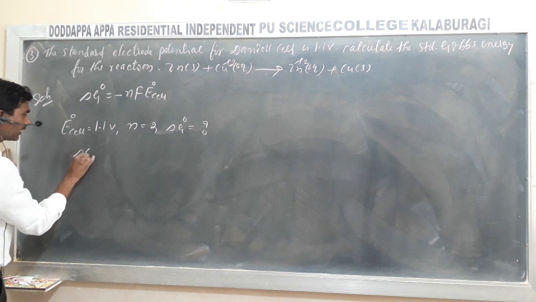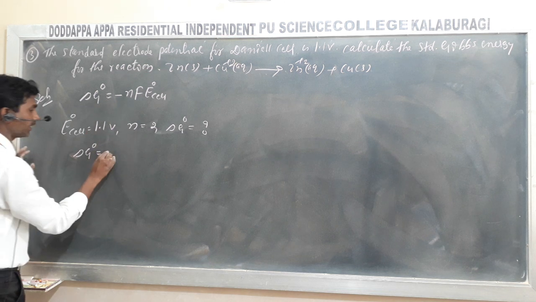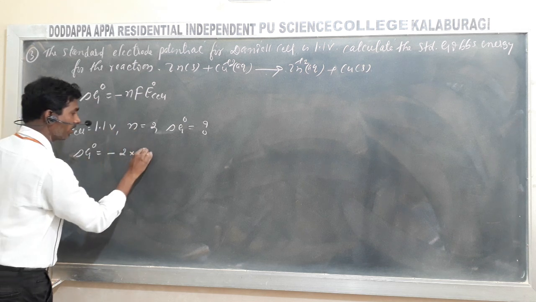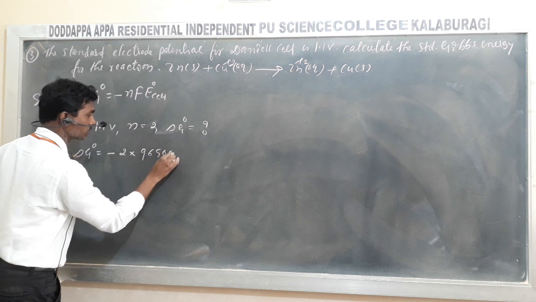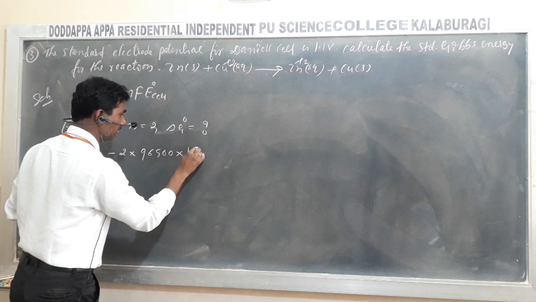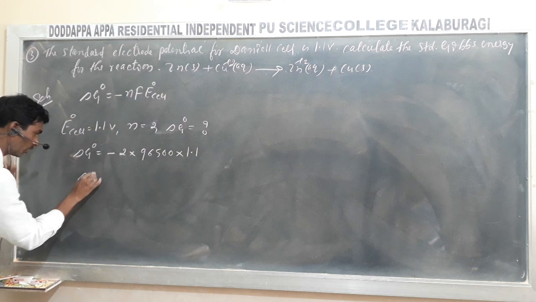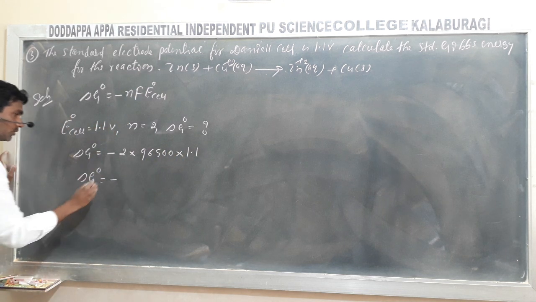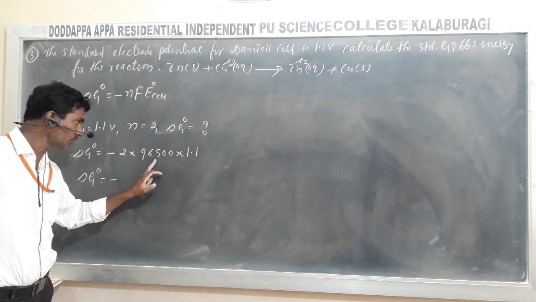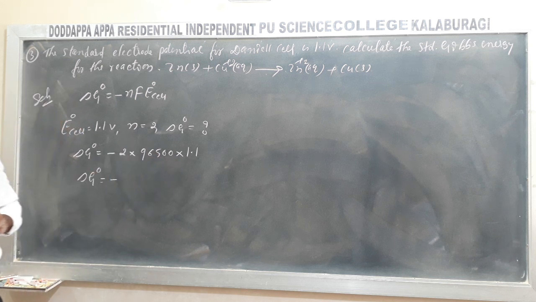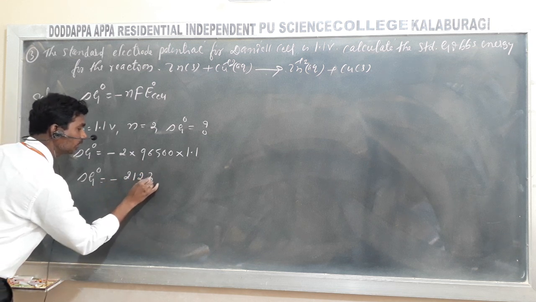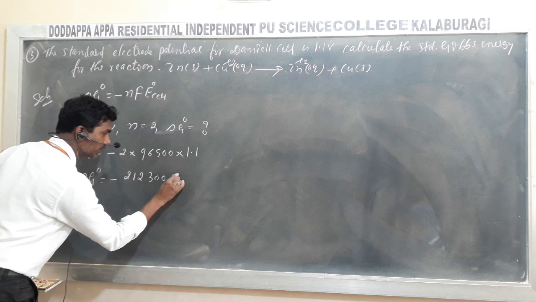Now, delta G naught is equal to minus n F E naught of cell. What is n? How many electrons are lost or gained? 2, n equals 2. What is the Faraday? Faraday is always 96,500. And what is the E naught of cell? E naught of cell of the Daniell cell is 1.1 volt. So delta G naught equals minus of 2 into 96,500 into 1.1 volt, so we get 212,300. What is the unit? It is joule per mole.